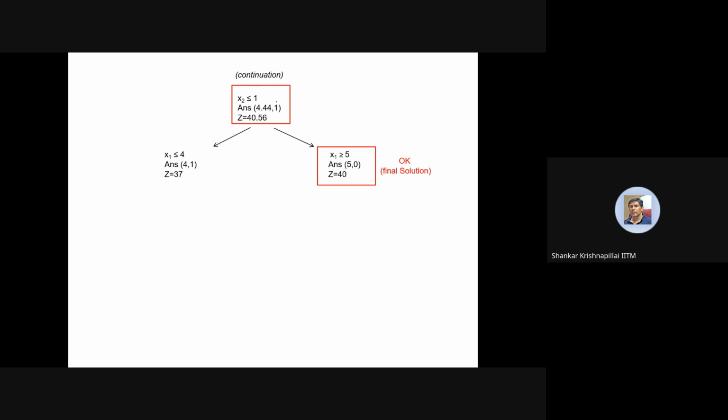Okay, so 4.44. So you give 2 limits for x1. x1 can be less than 4 or x1 can be greater than 5, because this is 4.44, this is 5, this is 4. So you have to investigate greater than 5 and less than 4. Okay, so x1 less than 4, x1 greater than 5.